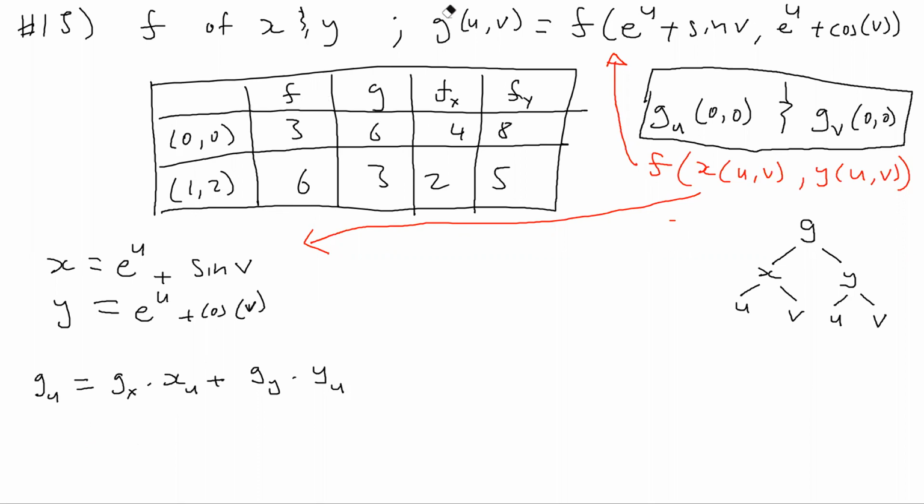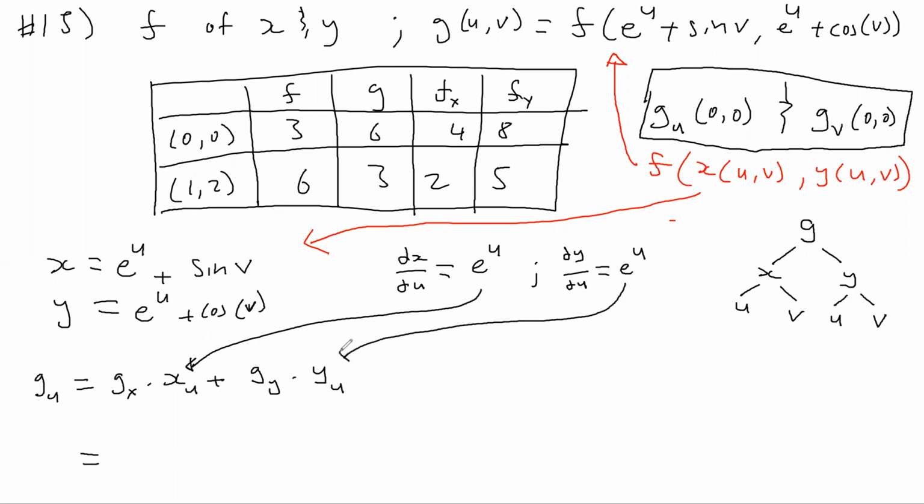Okay, so let's see what we have. We can actually find what dx over du is. In this case, dx over du is the same thing as e to the power of u, because sine v is treated as a constant, while dy over du is going to be exactly the same thing. So this goes back to this, and this goes back to this right here.